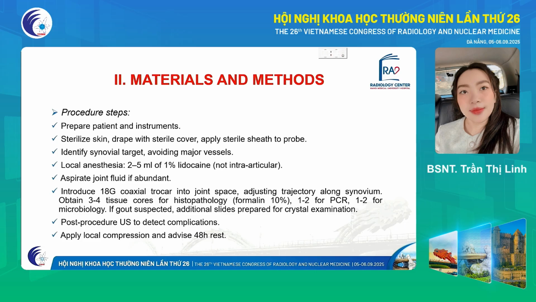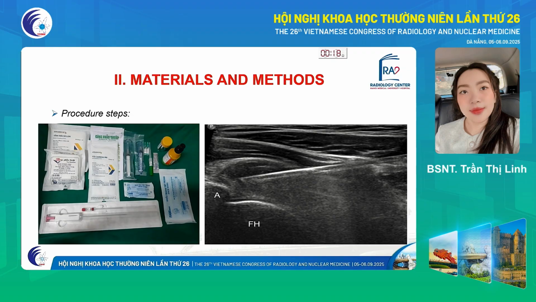18-gauge coaxial introducer into joint space, adjusting trajectory along synovium. Often 3 to 4 tissue cores for histopathology, 1 or 2 for PCR, 1 or 2 for microbiology. If crystal disease is suspected, additional slide prepared for crystal examination. After the procedure, ultrasound to detect complication, and finally, abdominal compression and advise 48-hour rest. This is the instrument and the ultrasound imaging of the biopsy.